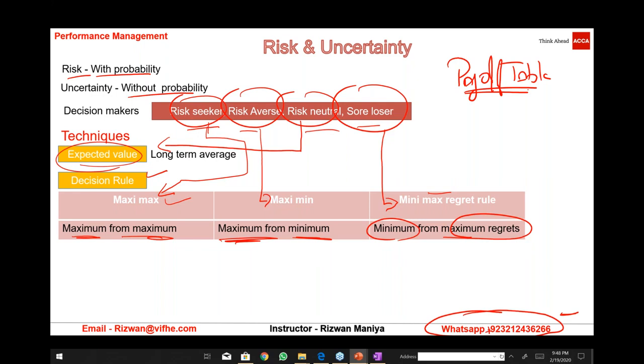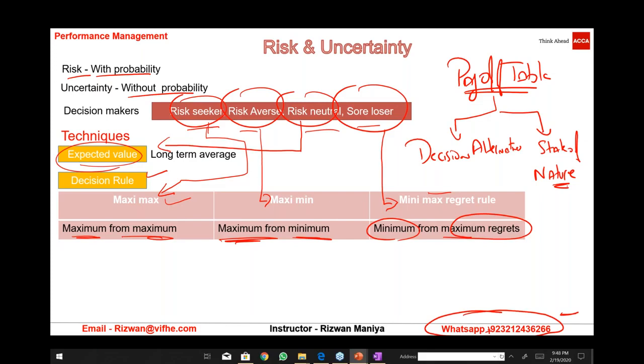Okay. So a payoff table is prepared by two major components. One is known as decision alternative. Okay. And second is known as state of nature. So today I will be focusing more on the payoff table, not on the techniques, because for techniques you can watch my previous sessions as well. But today my focus is more towards this payoff table.